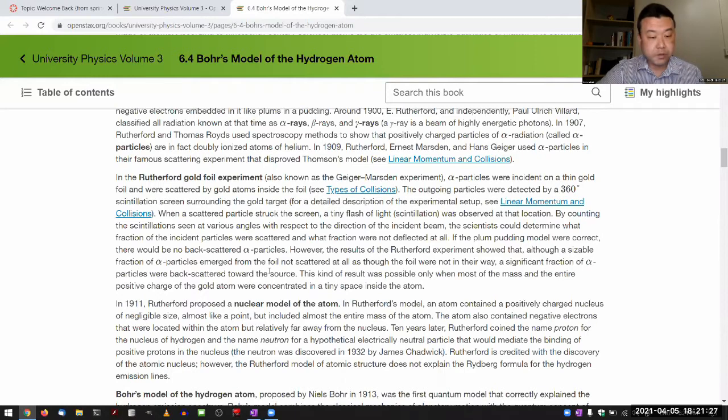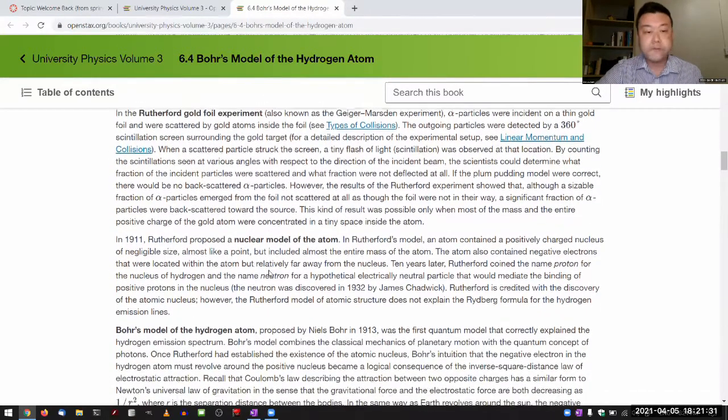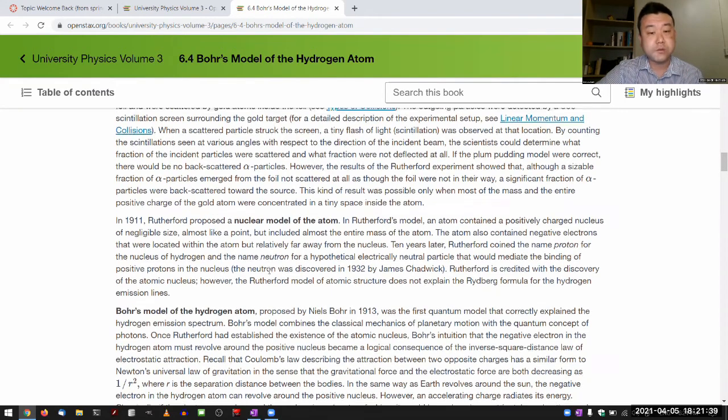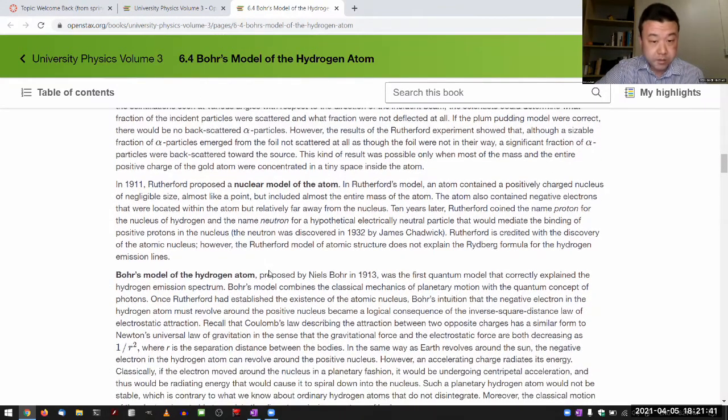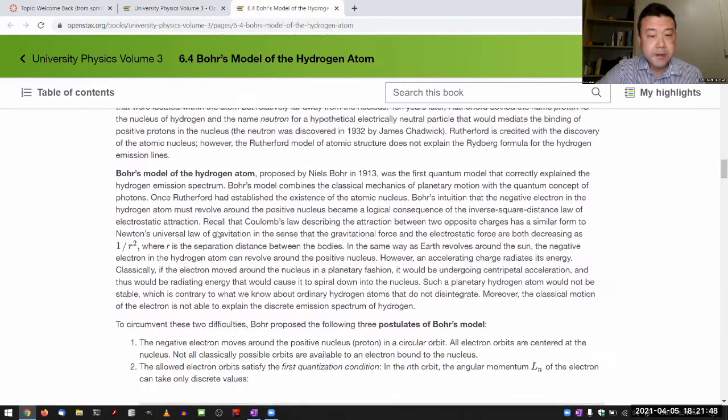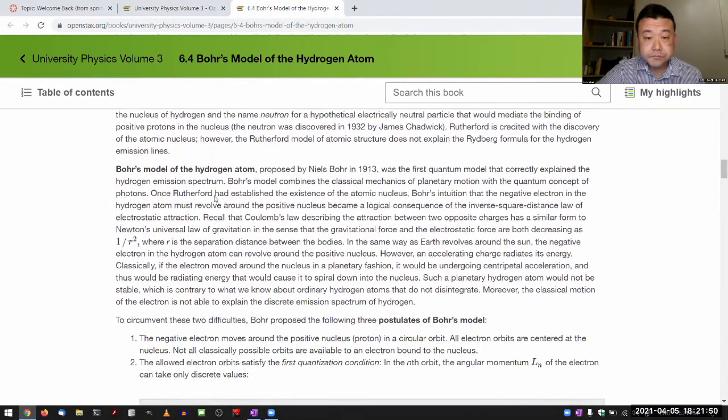In that model, there came to be a bit of a difficulty in explaining, using classical mechanics, how you could have a stable arrangement of such an atom. Your textbook says the Rutherford model does not explain this. Then Bohr's model.